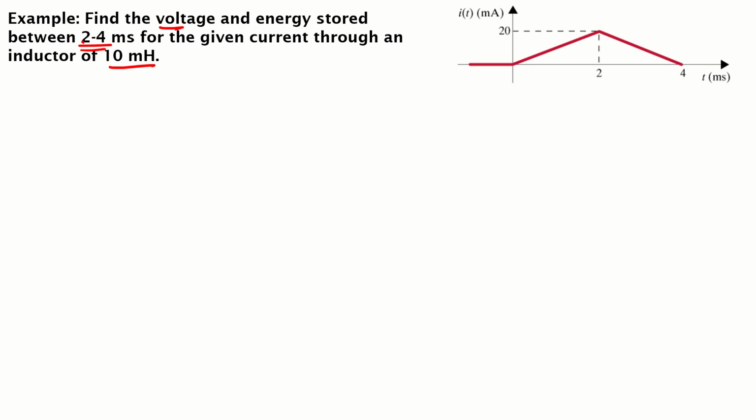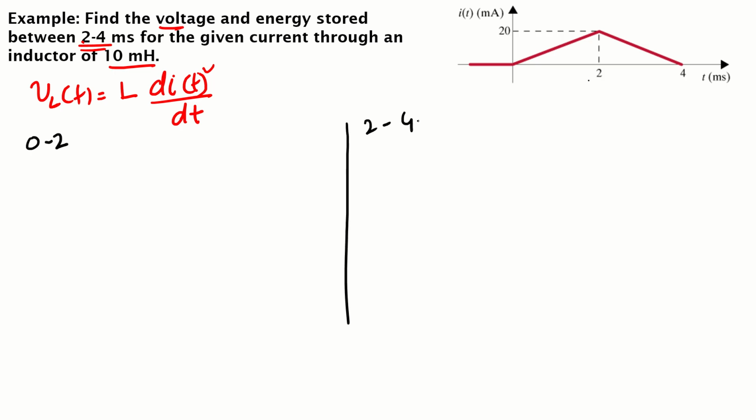First, the current is given. We need to find the voltage, so we need to write down the formula for the voltage drop across an inductor. The voltage drop across an inductor is simply L di over dt. So we need to find the current expression and then take its derivative. The approach to find the current expression is the same. It's a waveform, so we will divide it into two parts, 0 to 2 milliseconds, and then 2 to 4 milliseconds.